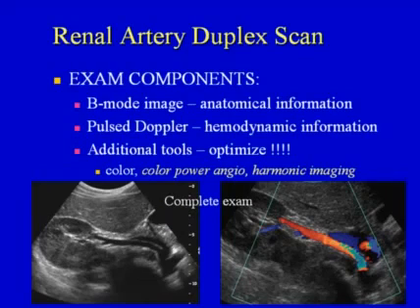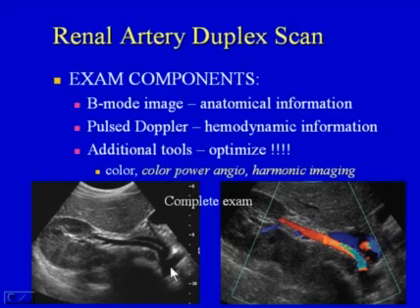Exam components include the B-mode image, which provides the anatomical information, the pulse Doppler, which provides the hemodynamic information. The pulse Doppler is where we get our diagnostic information from, and additional tools such as color power, harmonic imaging. Here we can see a complete exam.